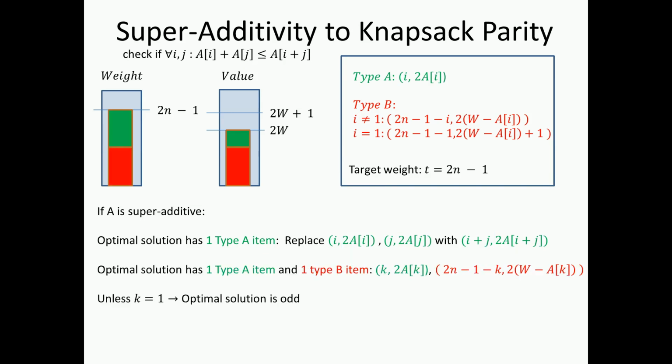So we get that the optimal solution has exactly one type A item and exactly one type B item, and because the list is monotonically increasing, both of these items must have the same index, k. This solution has weight of exactly 2n minus 1, and it has value of 2W. Unless k equals 1, then we add 1 to the solution, and we get the solution from the beginning with value 2 times W plus 1, and this solution is optimal and odd.